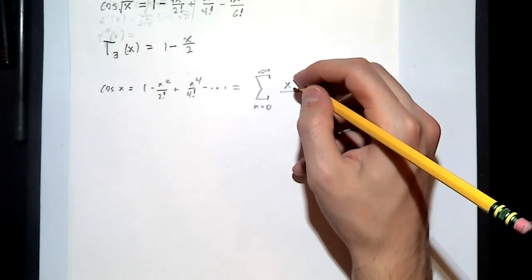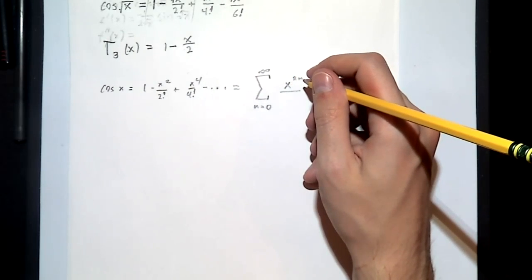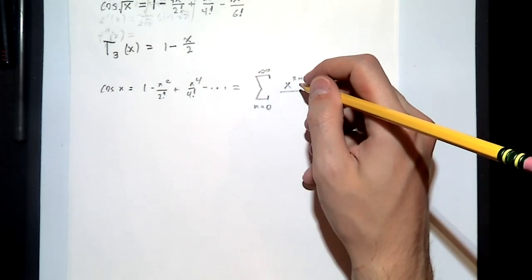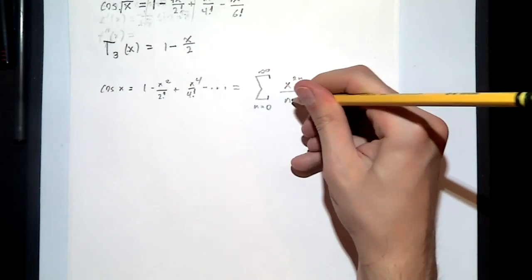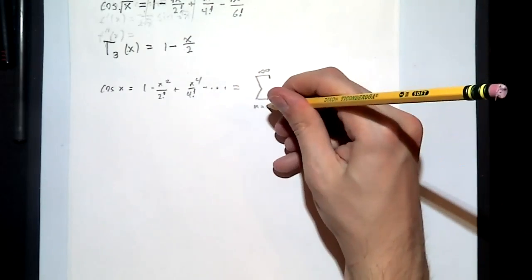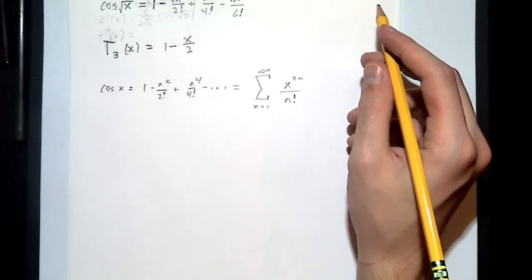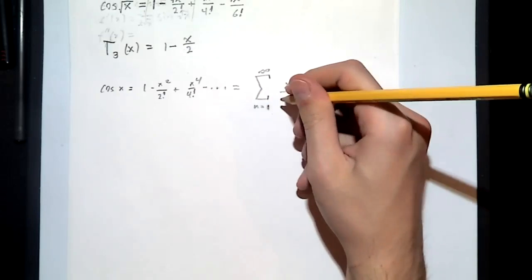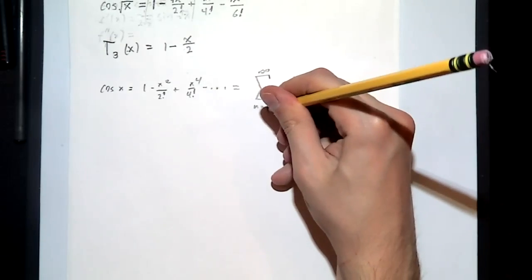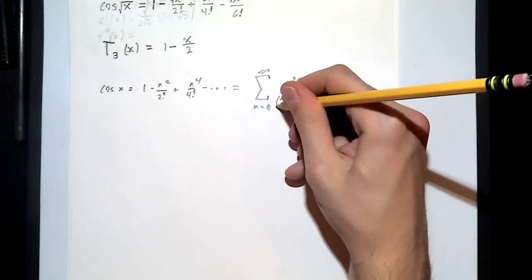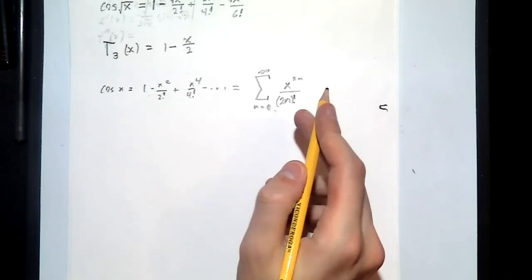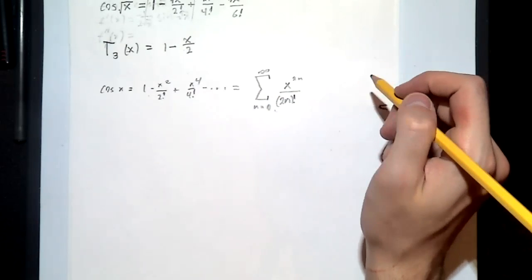over n factorial. Oh wait, do I want to start at 0? This is the tricky part. Do I want to start at 0 for this? I think I actually want to start at, oh wait, I know my problem. You do n equals 0, so this has to be 2n factorial. Yeah. Because then 0 factorial is still 1. So you get that right. And then so on and so forth.